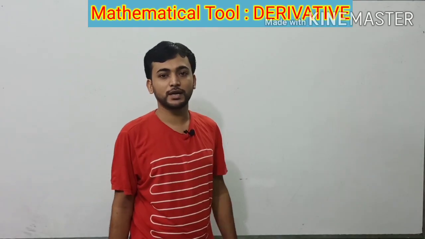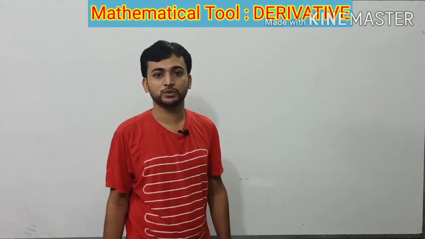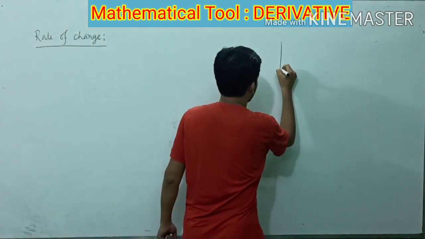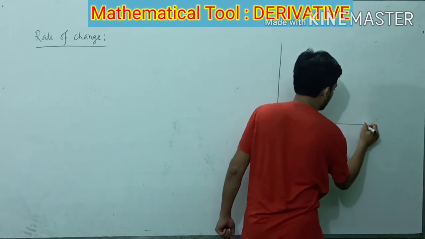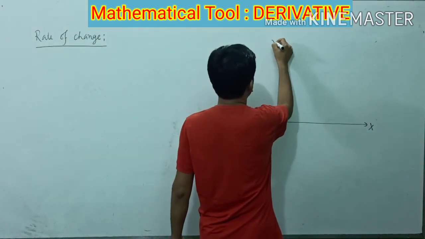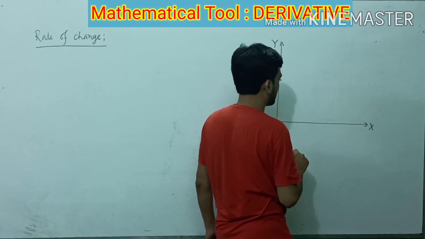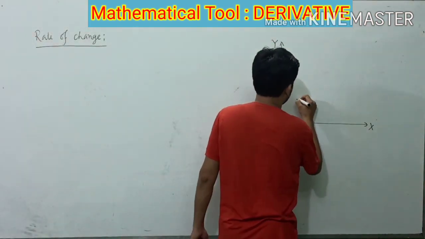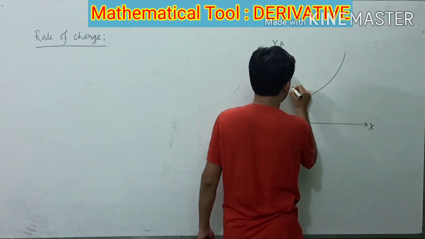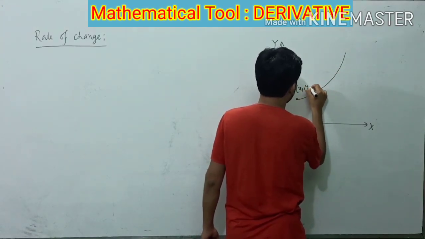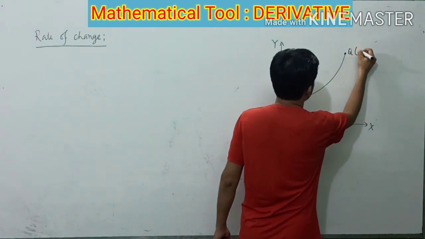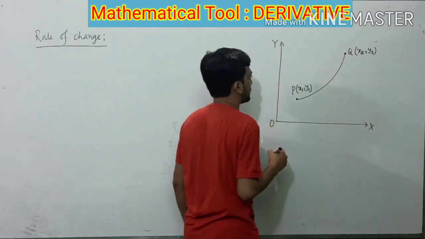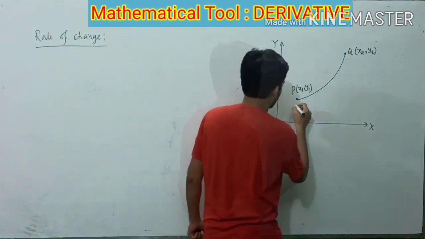Before going to talk in detail about derivative, we should know two terms. One is rate of change, another is slope. Now we consider a body moving in a plane, and you know one plane can be explained on the basis of two-dimensional coordinate system. Suppose P and Q be two positions of the body in the two-dimensional coordinate system.